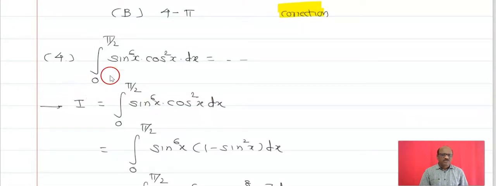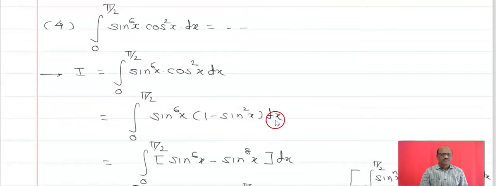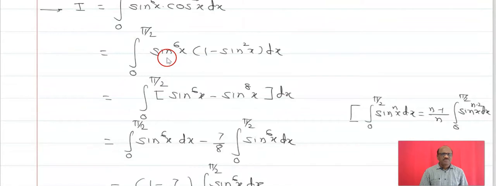Question number 4, integral 0 to pi by 2 sin x raised to 6 into cos square x dx. Now see this integral 0 to pi by 2 sin of x raised to 6 into cos square x dx. Now this cos square x can be written as 1 minus sin square x into dx, and multiplied with the sin square x raised to 6 into sin square x. That is the integral 0 to pi by 2 sin of x raised to 6 minus sin of x raised to 8 dx.